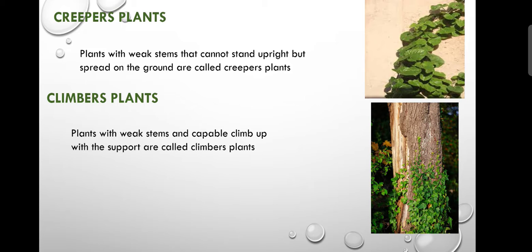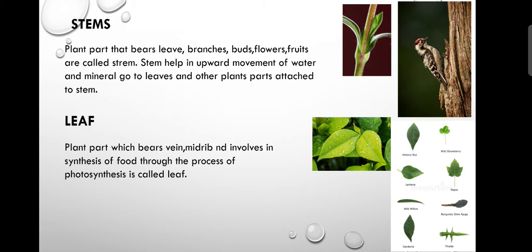Grape plant. If we talk about different parts of plants, then the plant part that bears leaves, branches, buds, flowers, fruits is called stem. Stem helps in upward movement of water and minerals to the leaves and other plant parts attached to the stem. You can see in this picture.